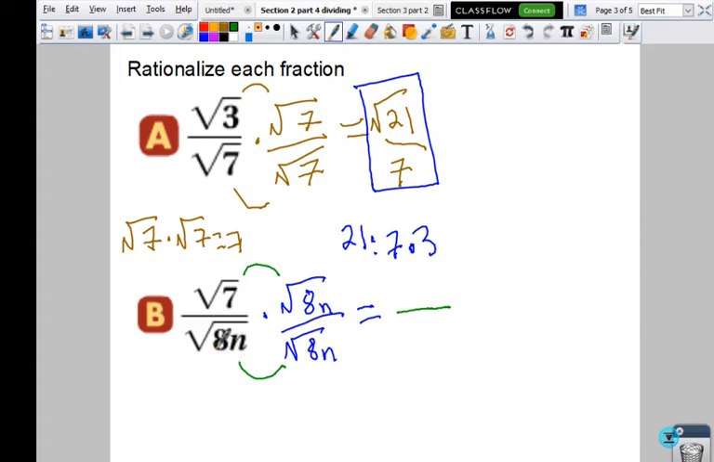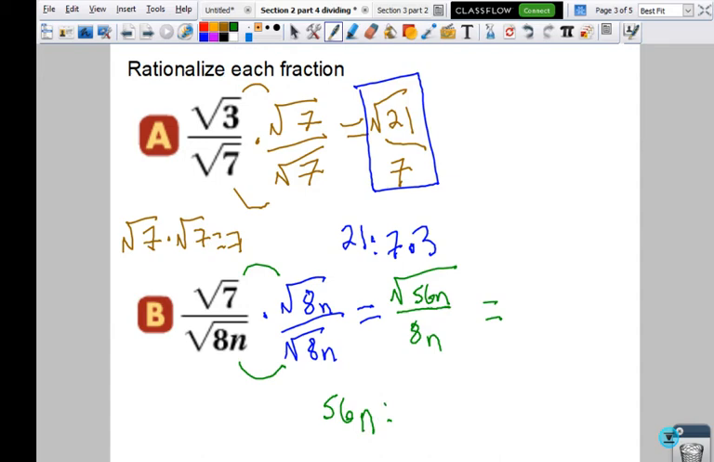So, Alzea, what's my square root of 8n times square root of 8n? 8n. Yep, just 8n. Nice and easy. Alright, but my numerators, though, it's going to be a little more work, so let's see. 7 times 8n is 56n. So I have square root of 56n on top. And I have to simplify that top part just like we've done for like a week and a half.